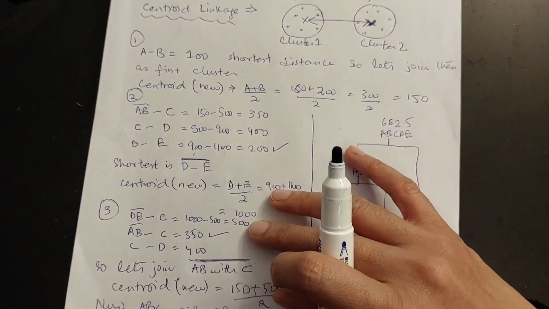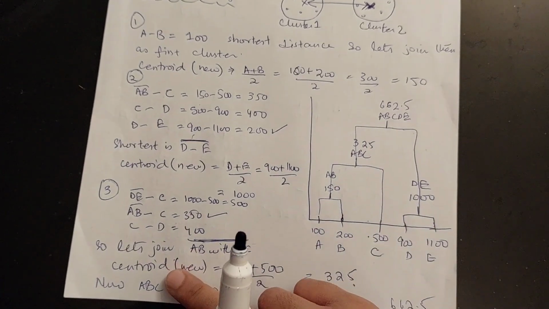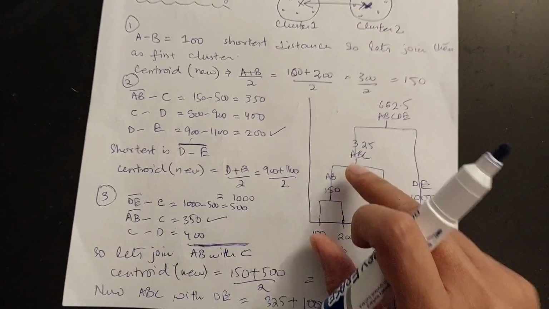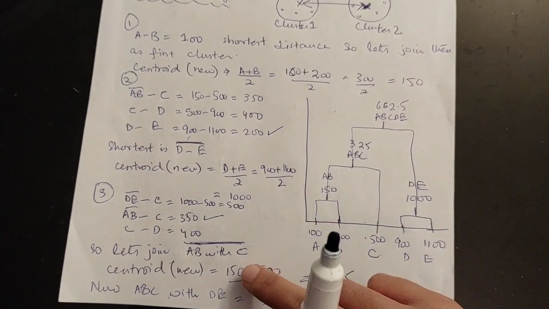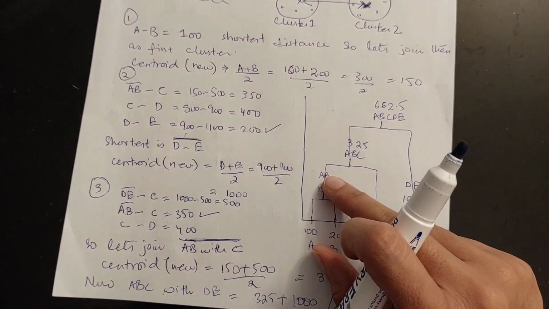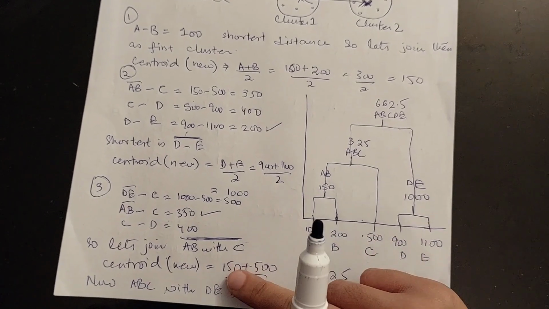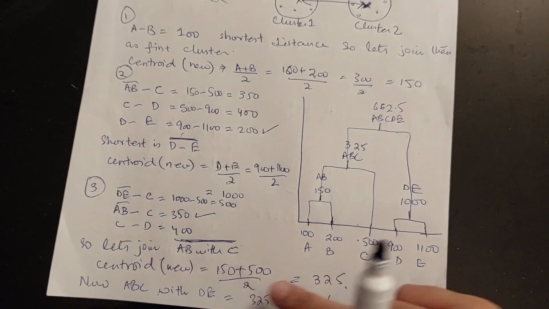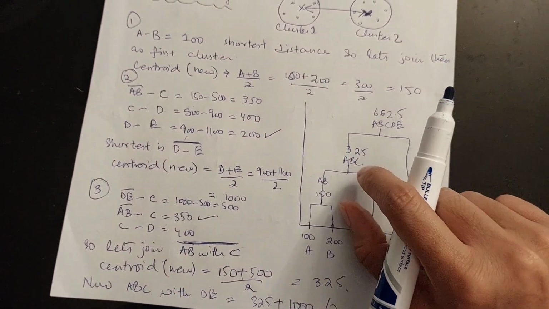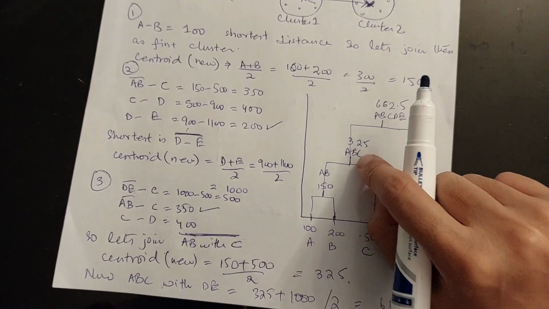Okay, so now basically we have joined A, B and C. The new centroid for this A, B and C cluster is AB, 150, added with 500. This value 150 is the centroid of AB, and it will be added with the centroid of C. 150 plus 500 divided by 2 is 325. So 325 is the new centroid value for this new cluster, which is named ABC.